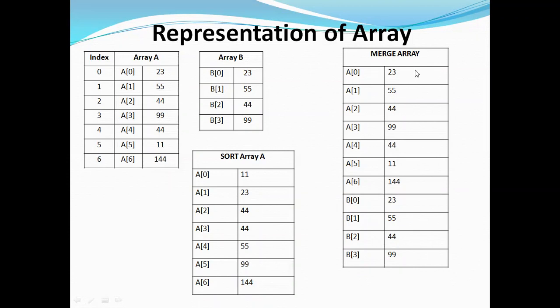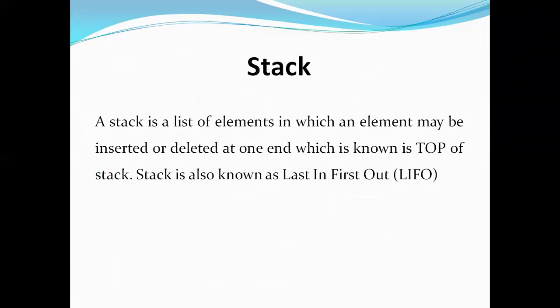And merging means that I am adding the elements of array B after the last element of array A. The last element of array A is 144. After 144, you can see all the elements are of array B. So this is how we merge the elements of arrays.